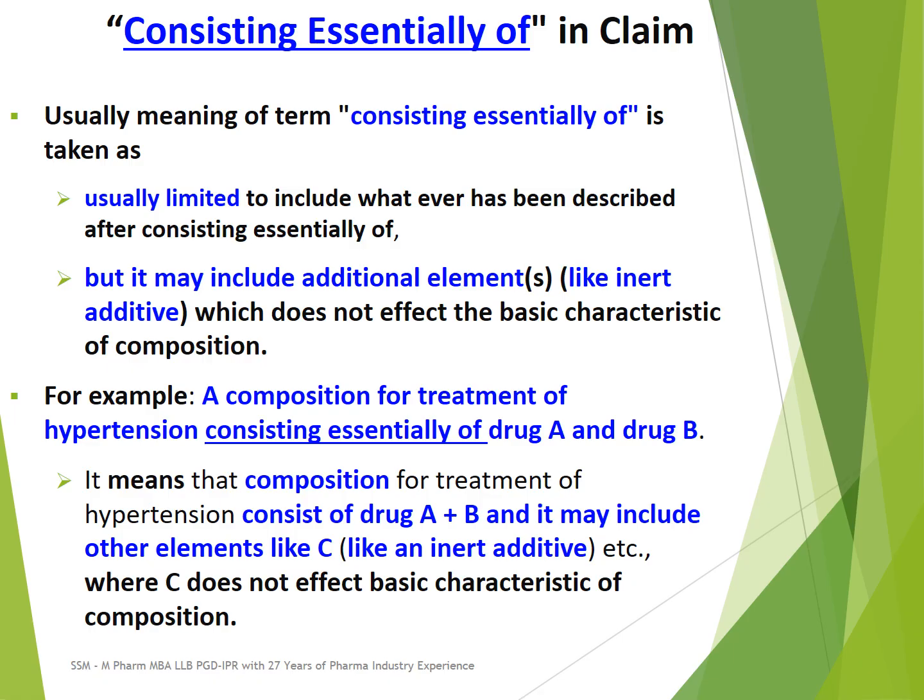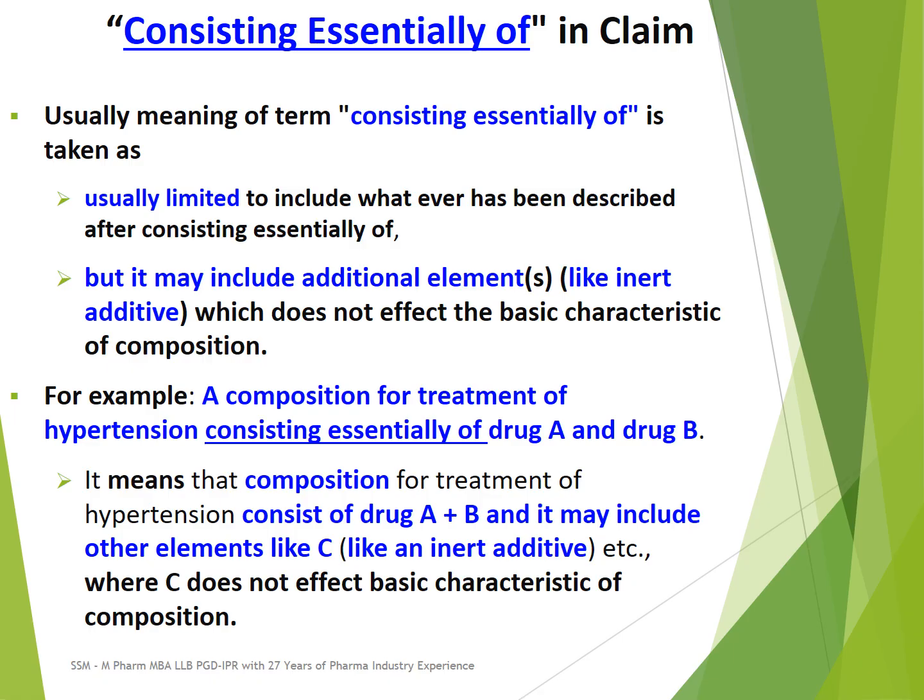Coming to "consisting essentially of". Usually the meaning of the term "consisting essentially of" is taken as limited to include whatever has been described after "consisting essentially of", but it may include an additional element like some inert additive, which does not affect the basic characteristics of the composition.